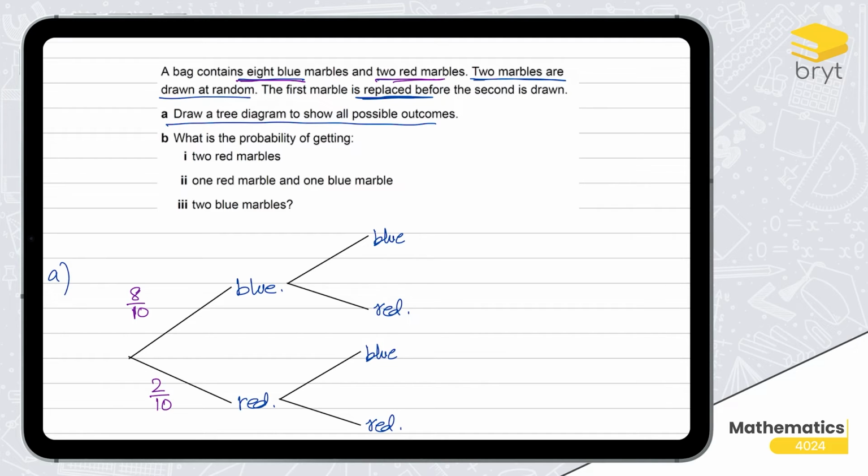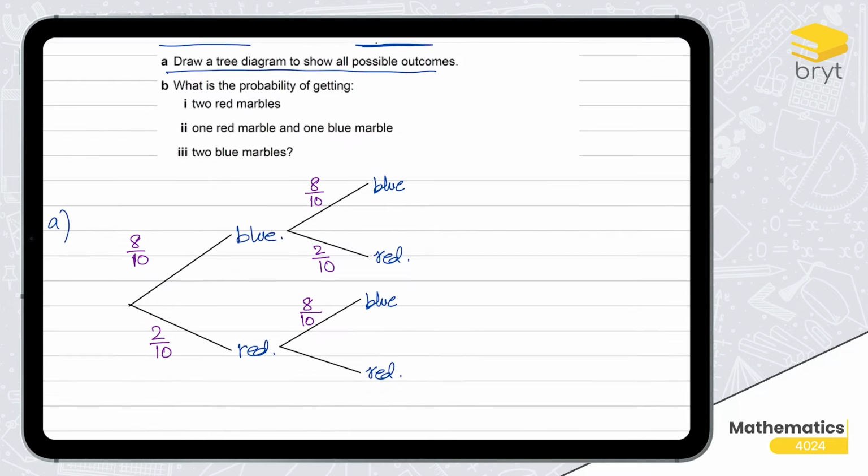Now if we're taking the first one out and putting it back in, that means the number of marbles in the bag remains unchanged. So when we choose the second blue, we still have the same number of blue, the same number of total marbles, the same number of red as well. Same goes for choosing the second one after choosing the first red. So this is done. The tree diagram for with replacement cases stays the same as we have done in the previous video. So let's use this in part B to find out the probabilities.